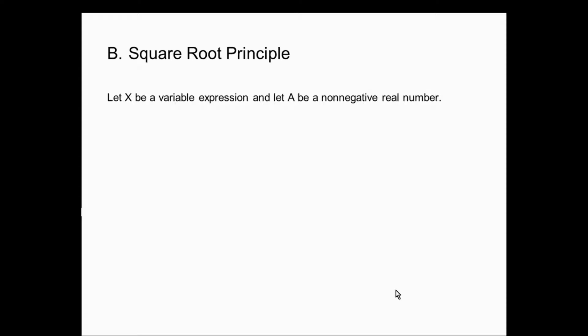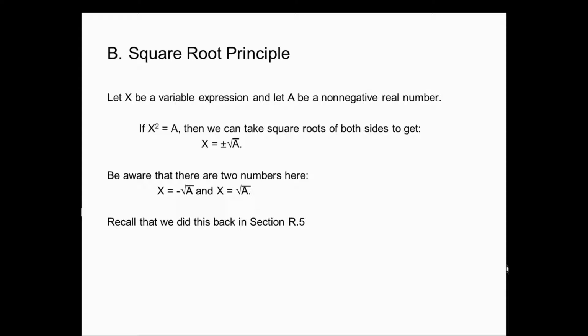The square root principle. Okay, again, we first saw this way back in section R.5. Remember, it said let capital X be a variable expression and let capital A be a non-negative real number. So remember, non-negative includes 0. If capital X squared is equal to A, then we can take square roots of both sides to get X is equal to plus or minus the square root of A. Okay, remember, you have to physically remember to put the plus or minus. So beware that there are two numbers, the negative square root of A and the positive square root of A.